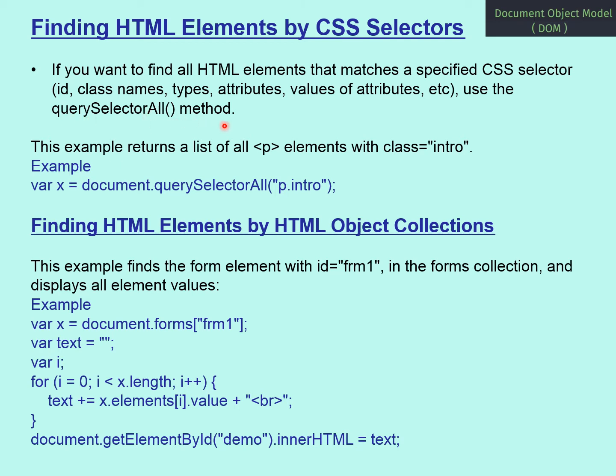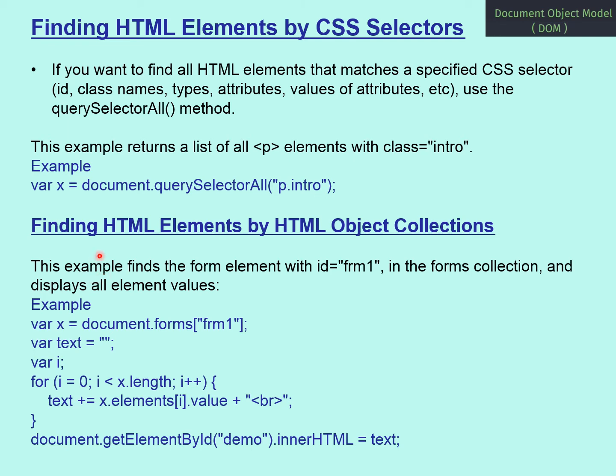This example returns a list of all the elements with class equal to intro. So this is an example: variable x is equal to document.querySelectorAll p.intro. What happens here is the variable x is assigned all the paragraph elements of intro class. So paragraph intro class is having some CSS properties and some text data. All these things are assigned to variable x.